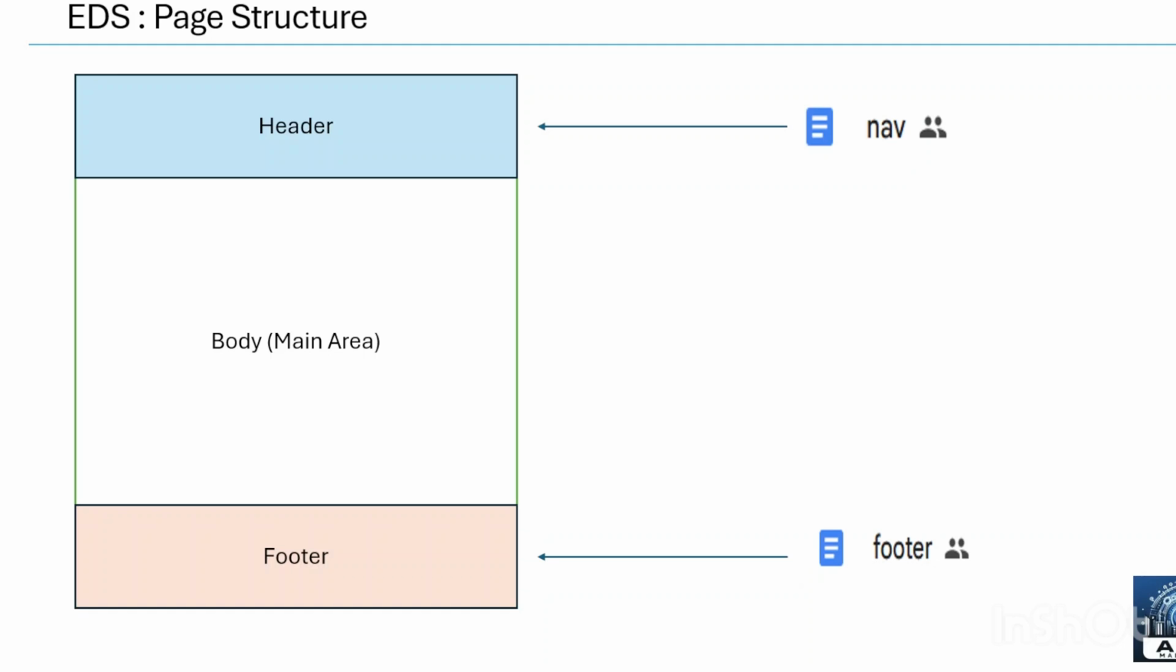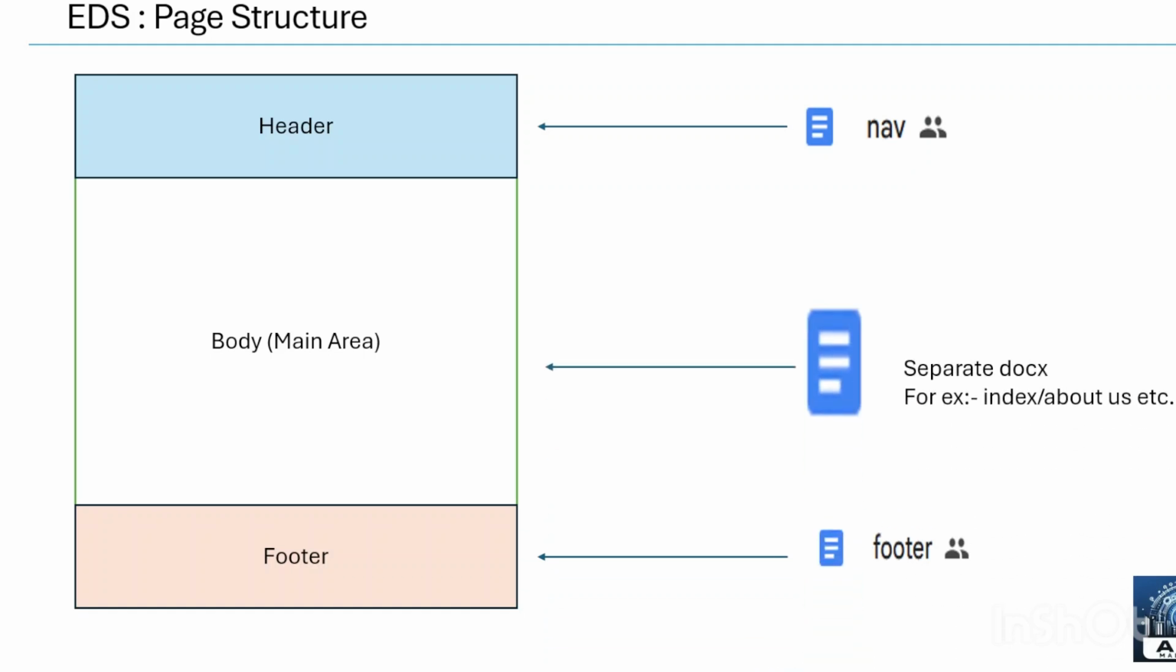Now coming to the main area or the body area, that will be rendered from a separate single document. So this document name you can create. Suppose you want to create a new page, you create a new document and give a name. For example, by default in the content, there's an index document. Suppose you want to create an about us page or contact us page or any test page. So you give that name and you author the content for that particular page, and it will render that inside the main area of your page. And anyway, header and footer is coming from the nav and footer documents.